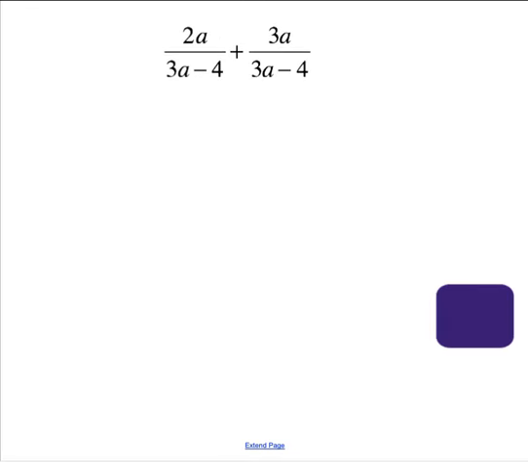The second problem, again, in the denominator, we have 3a minus 4 and 3a minus 4. So I can add these together. 2a plus 3a is 5a. And my denominator stays the same, 3a minus 4.